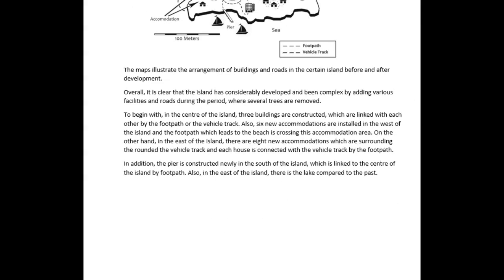All right, moving on. To begin with, in the center of the island, 3 buildings not are, but have been constructed, because it started in the past, but we don't know when, so we just say have been, which are linked with each other by the footpath or the vehicle path. Okay, not the, because there's not just one of each. There's multiple footpaths and vehicle paths. Just say, which are linked with each other by footpath or vehicle path. No article necessary.